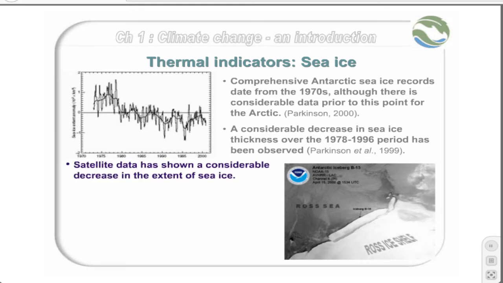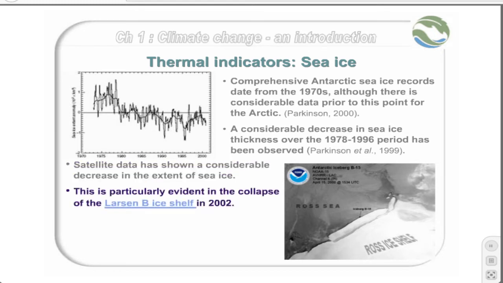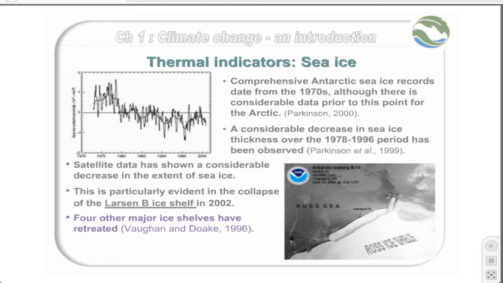This is particularly evident in the collapse of the Larsen B ice shelf in 2002, which lost 3,250 square kilometers. In total, the shelf has now lost 5,700 square kilometers, and is 40% of its previous stable size. 4 other major ice shelves have retreated. The total area of sea ice lost in Antarctica, barring that expected to calve under normal conditions, is over 13,500 square kilometers since 1974.